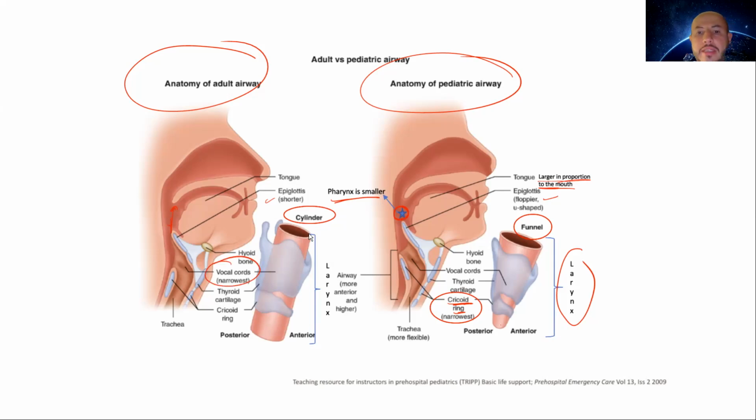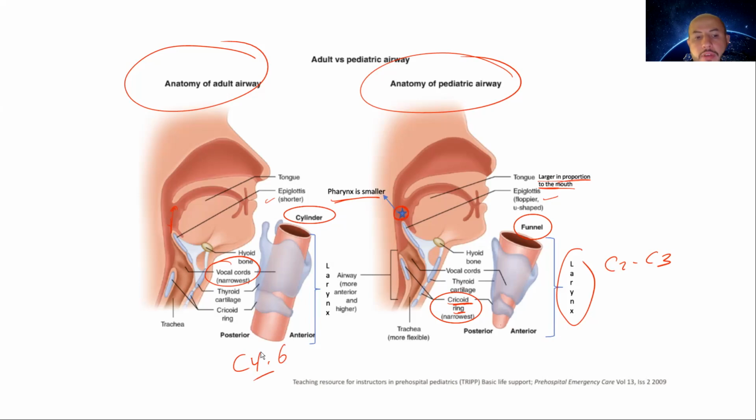Okay, so the tongue is larger, the epiglottis is more floppy and U-shaped, the pharynx is smaller, and the whole larynx is funnel shaped and short. The larynx is located in the neonate at the level of C2, C3, versus in the adult at the level of C4, C5, and in some references C4, C6.